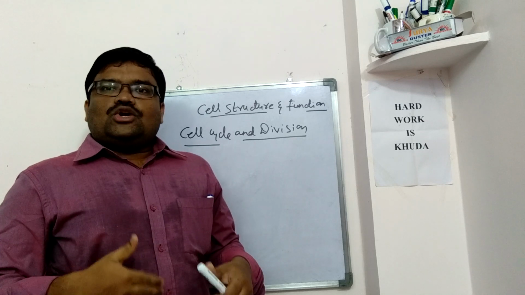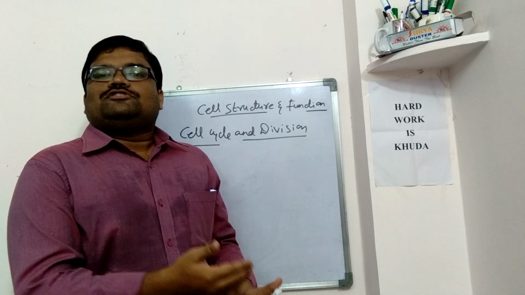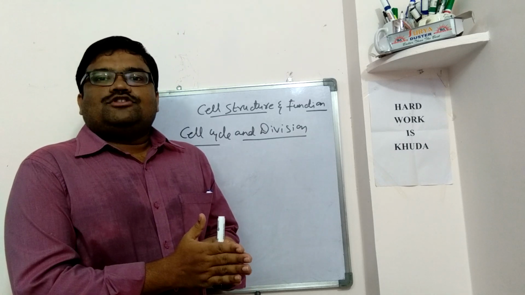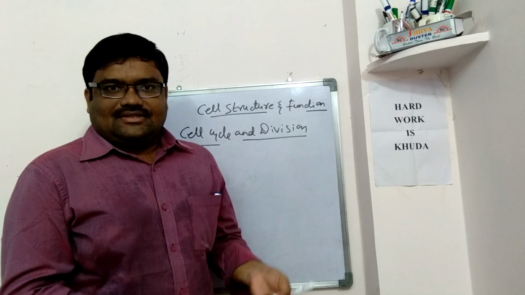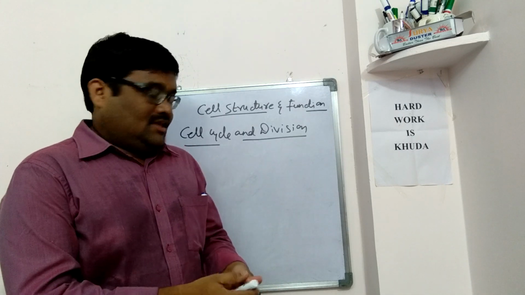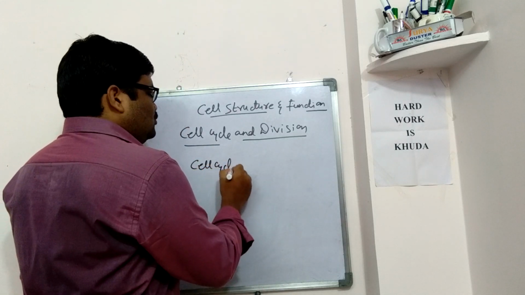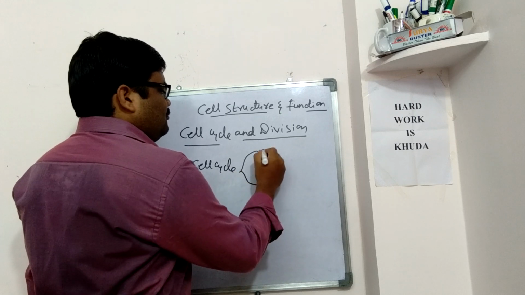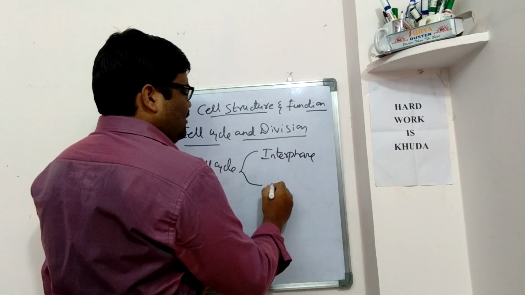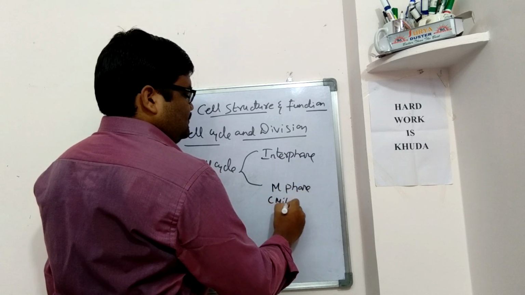It is nothing but a sequence of events that comprises duplication of genomic DNA and other cellular components that leads to the division, that means the formation of two daughter cells. And it is in a progressive or phase manner. In general, the cell cycle involves two phases, an interphase and M phase. M stands for mitosis.